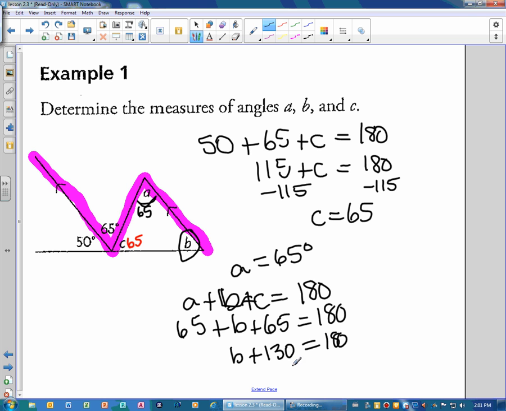So if we subtract 130 from both sides, we get B is 50 degrees. Okay, that's example 1.